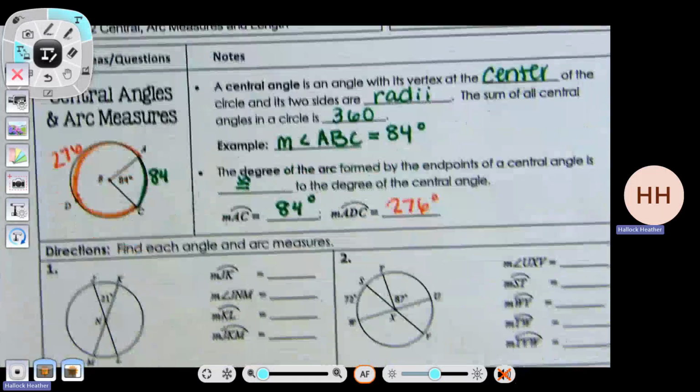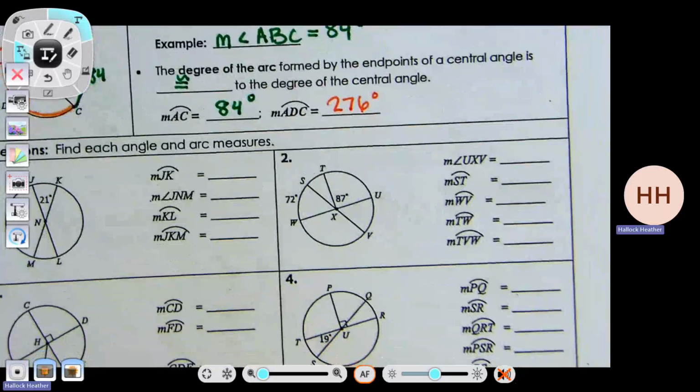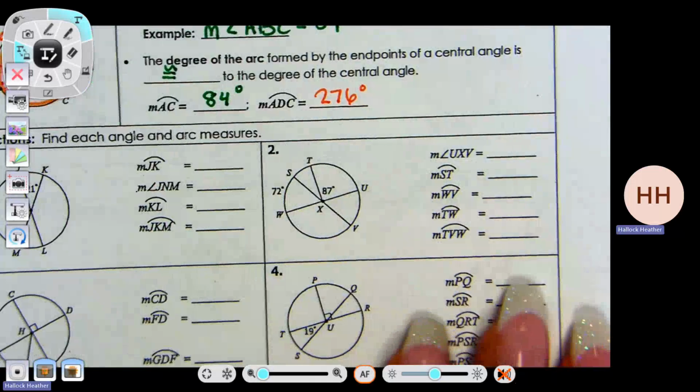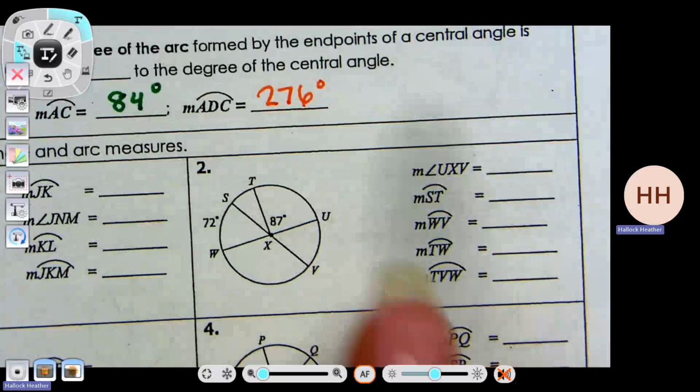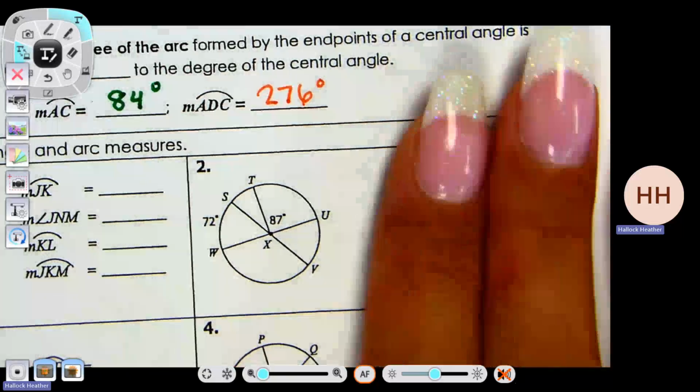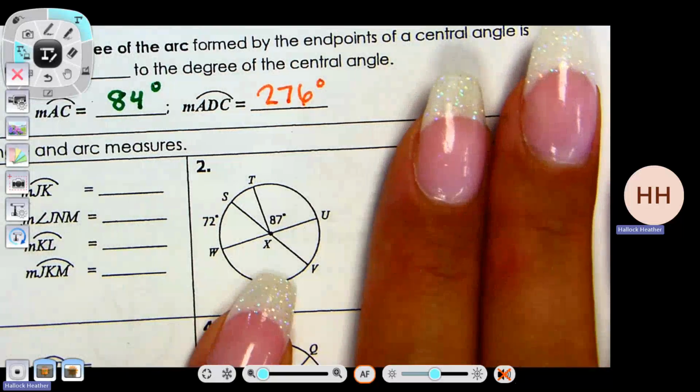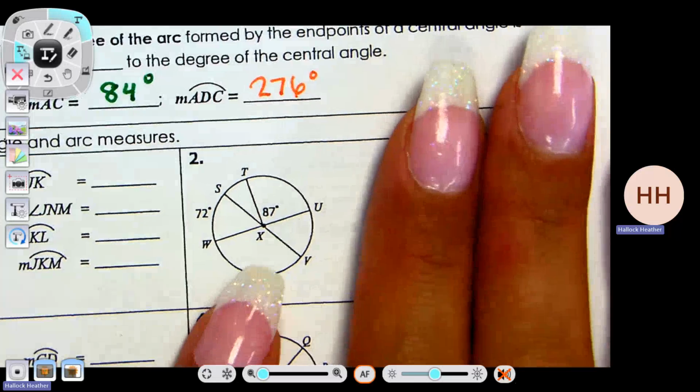So let's go to number 2. Numero dos. So I have some numbers. I would look at just the circle first. I wouldn't look at all this craziness because I think it's overwhelming. So if I'm just looking at my circle, I'm going to fill in every single spot and then I'm going to go back and fill in the answers.